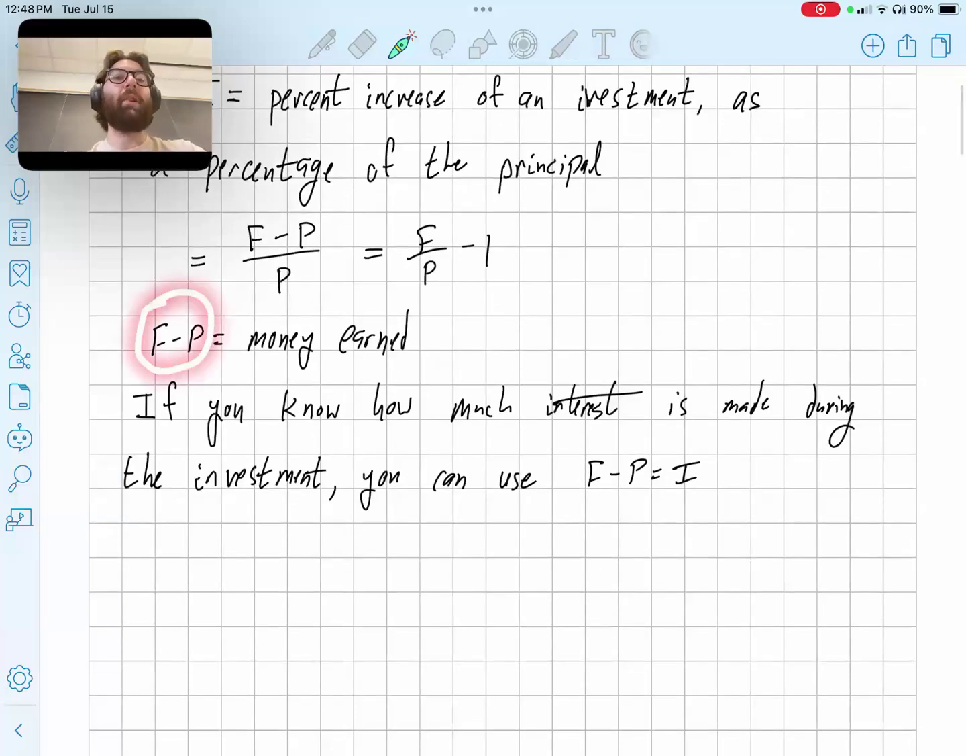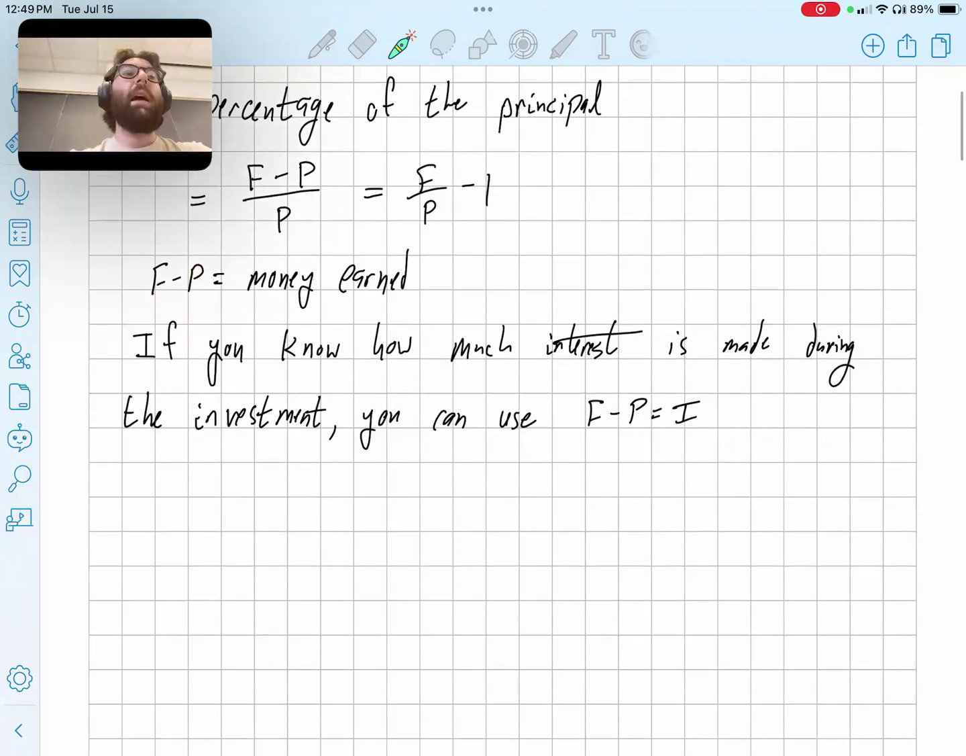So this F minus P term is the total money earned. This is like your profit. It's money earned beyond what you put in. What we're saying is we're taking our principal away from the total value of the money. If I invest $100 and then I gain $10, then my final value is going to be $110. I'm going to take that 100 away to see how much I grew, because we want to know how much we grew beyond what we put in. And so if you can directly find the interest made during the investment, you can use this I as F minus P.